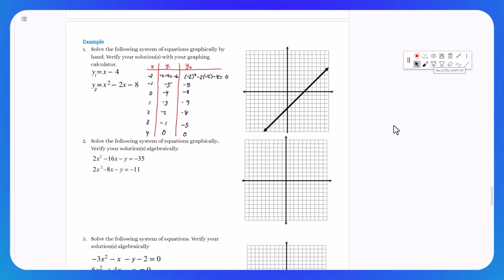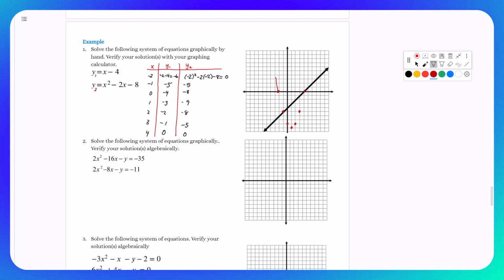Now, the quadratics aren't going to look so pretty. So let's use red. And we have -2 and 0. We got -1 and -5. Oh, look what's going on there. And then we got 0 and -8. 1 and -9. 2 and -8. 3 and -5. Oh, and 4 and 0.